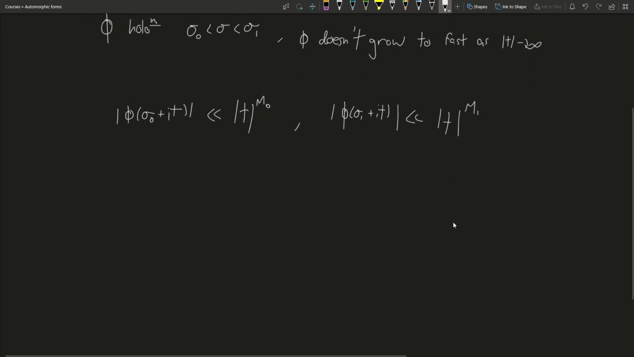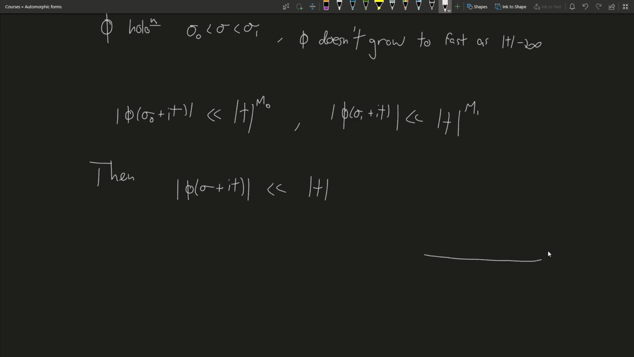And then the theorem essentially says that for some intermediate real part, phi is going to be less than some power of t. And here the power of t is what you get if you linearly interpolate. So let me draw a picture to illustrate this.